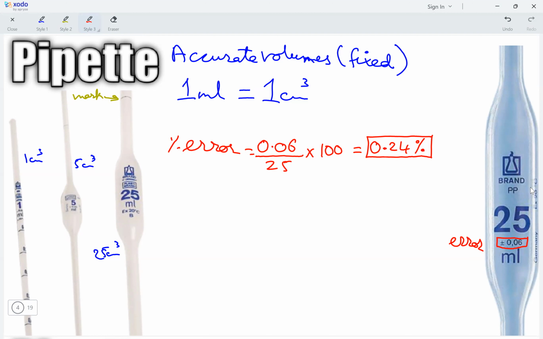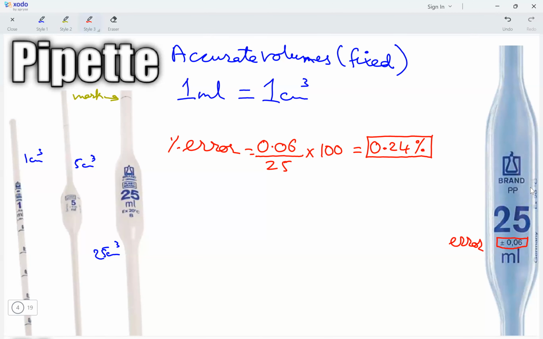which is lesser than the error using a single volume reading of a burette, because when we measure 25 cm cube using a burette, the error is 0.1 upon 25 into 100, giving us an error of 0.4%. Using a pipette, we have an error of 0.24%. So if we measure the same volumes of solution using a burette and a pipette, the pipette becomes the more accurate apparatus of the two.